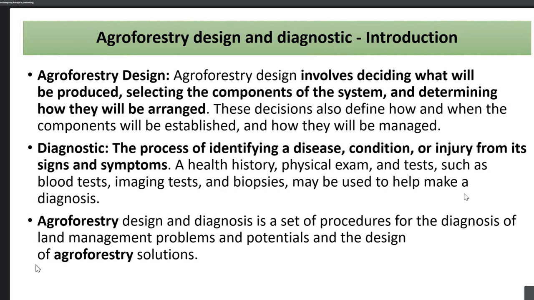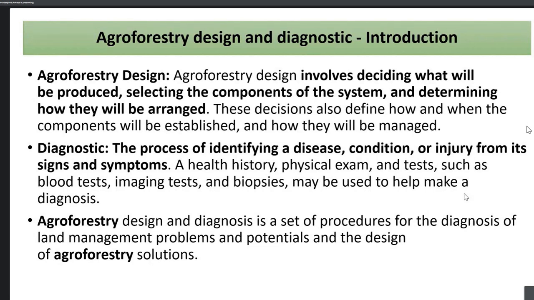Diagnostic means the process of identifying a disease, condition, or injury from its signs and symptoms, or problems, a particular definition from medical science. So in agroforestry systems, what are the unhealthy practices? What are the key problems, the core problems persisting in agroforestry systems? In medical science, health is assessed by physical exams and tests such as blood tests and imaging. But in agroforestry design, what problems exist?